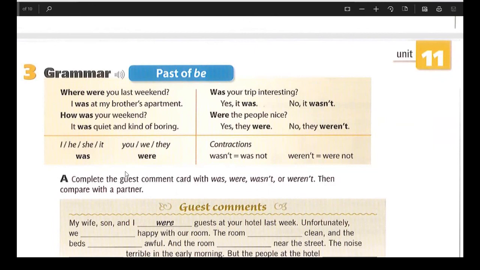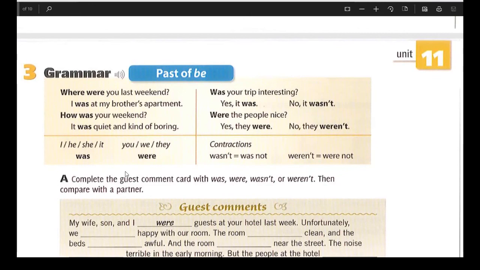Listen. Page 107. Exercise 3. Grammar. Past of be. Where were you last weekend? I was at my brother's apartment. How was your weekend? It was quiet and kind of boring. Was your trip interesting? Yes, it was. No, it wasn't. Were the people nice? Yes, they were. No, they weren't. I, he, she, it: was. You, we, they: were. Contractions. Wasn't equals was not. Weren't equals were not.